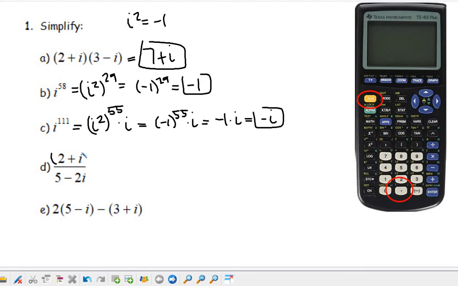So in your calculator, you would type it just like this. Math, enter, so parenthesis 2 plus second i divided by parenthesis 5 minus 2 second i. And then I'm going to go ahead and hit math, enter, and it gives me 8 over 29 plus 9 over 29 i.